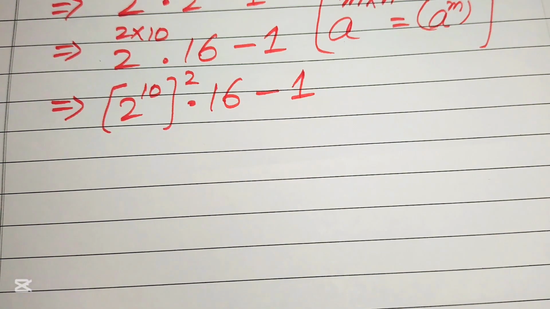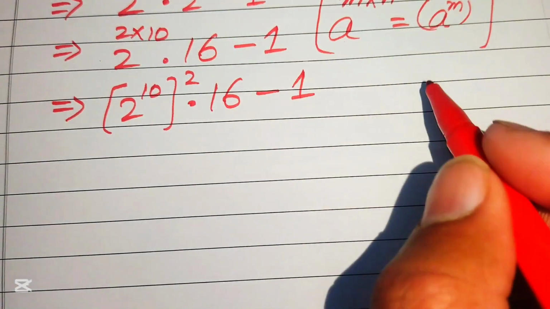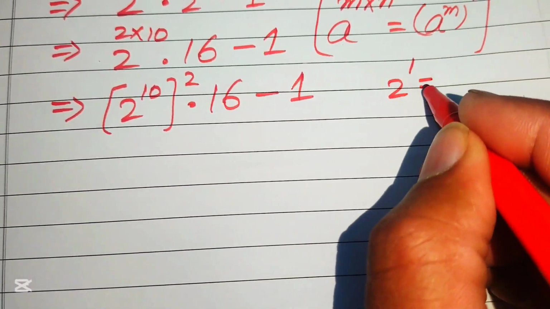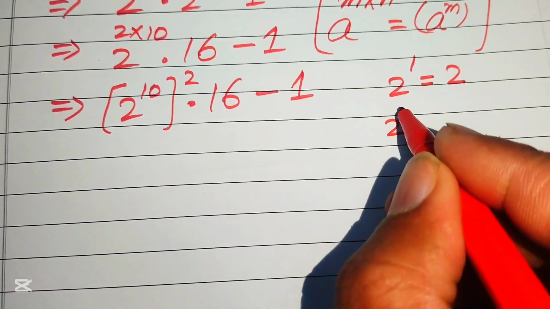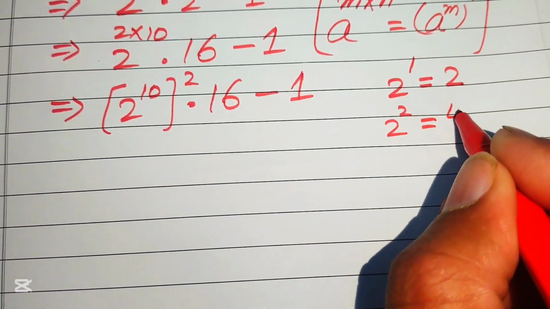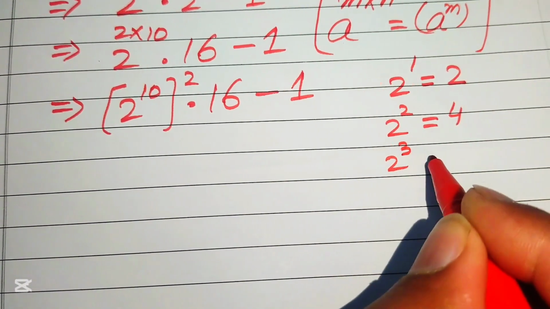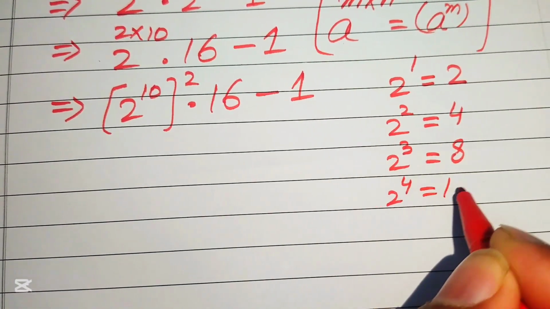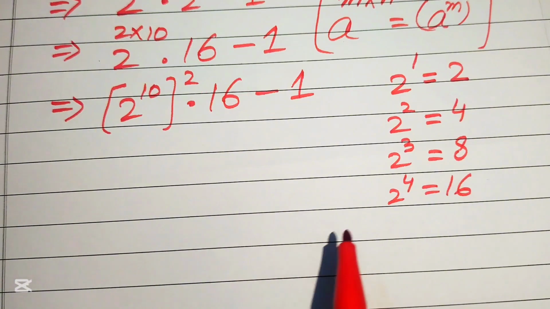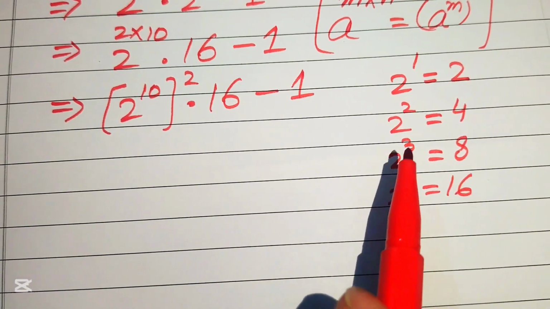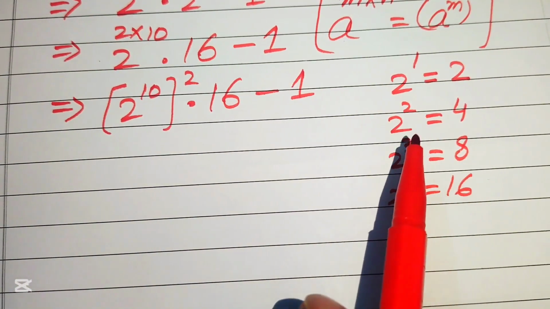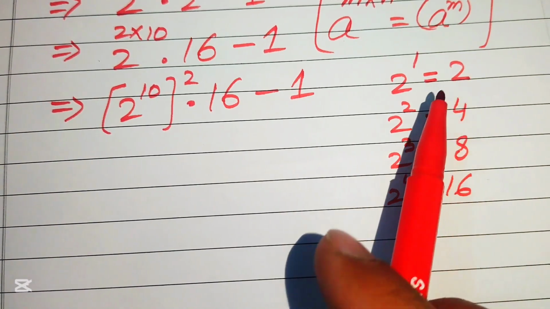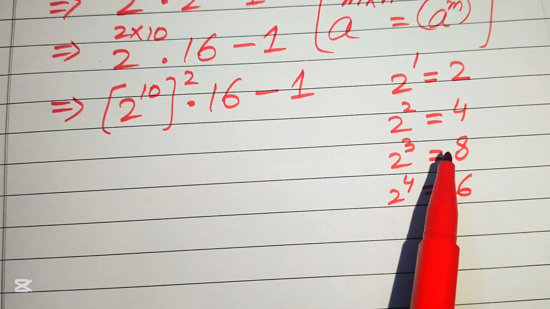Now in order to find the value of 2 to the power of 10, we need to use this nice trick. You know that 2 to the power of 1 equals 2. 2 to the power of 2 equals 4. 2 to the power of 3 equals 8. 2 to the power of 4 equals 16. Here you focus on the right hand side, and you see that in order to find the next term, we need to multiply the previous term by 2. So here you have 2 times 2 is 4, 4 twos are 8, 8 twos are 16.